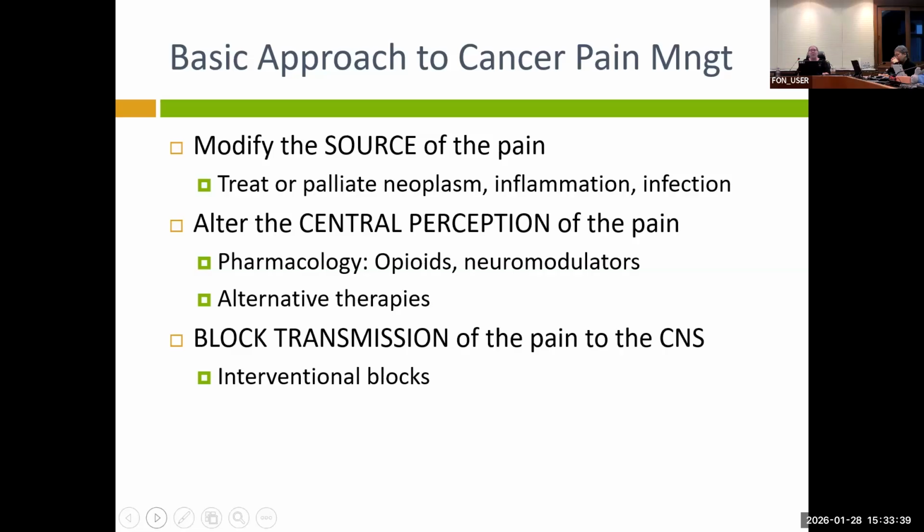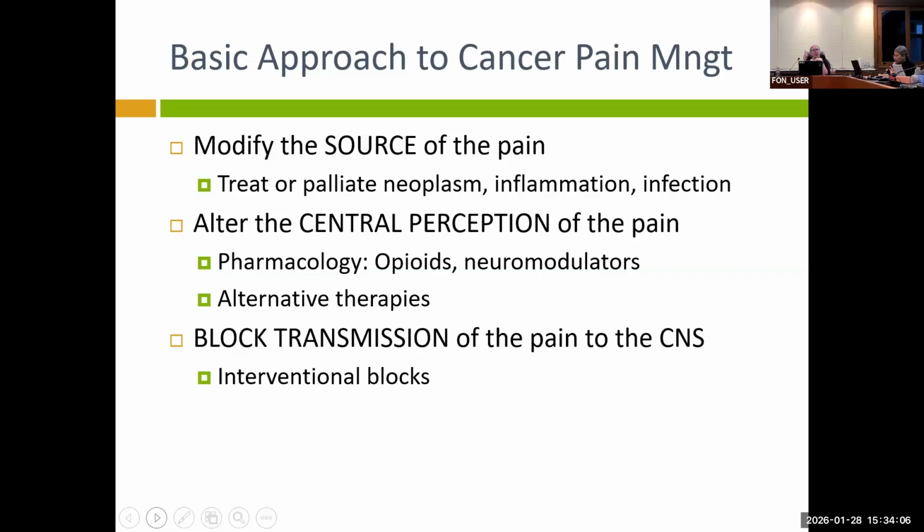Alter the central perception of the pain. And this we do through medications, through alternative strategies. Actually, as we talked about before, we're looking at PT/OT, complementary and integrative health modalities, and we're trying to use those more and more over the pharmacology, which is the opioids.